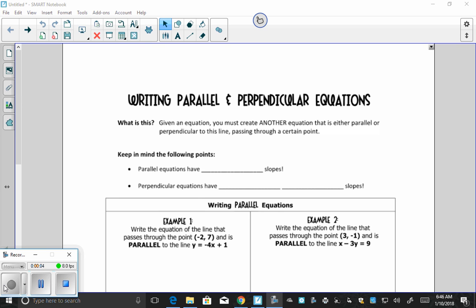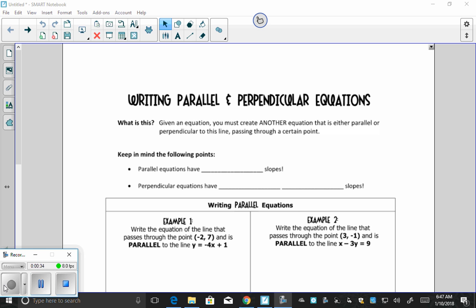Yesterday, we talked about parallel and perpendicular lines and identifying if two lines are parallel, perpendicular, or neither. Today, we're going to talk about writing parallel and perpendicular equations. So what is this? Given an equation, you must create another equation that is either parallel or perpendicular to this line that is passing through a certain point.